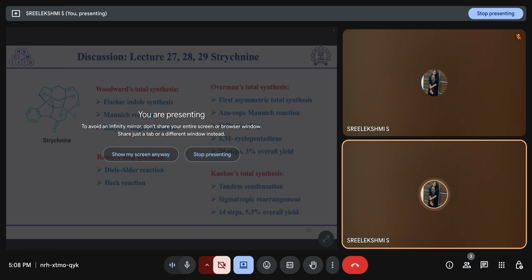Now, in lecture 29, we have seen the total synthesis of strychnine by Overman. There we have seen a racemic as well as an asymmetric total synthesis of strychnine by Overman from isostrychnine and Wieland-Gumlich aldehyde, respectively.